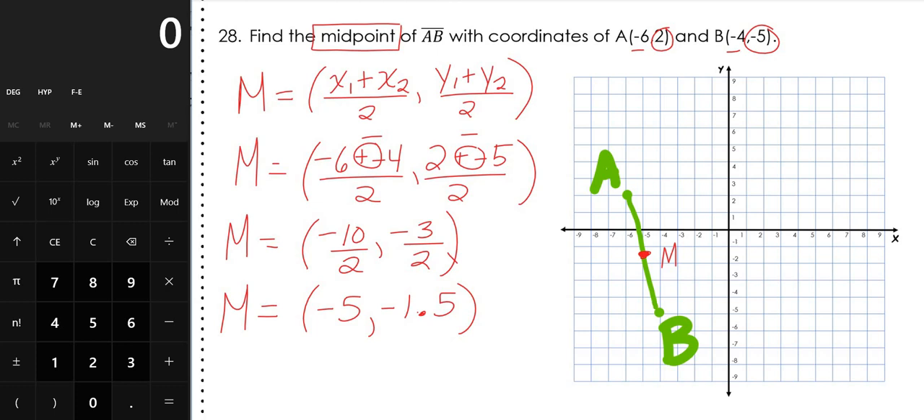Looks like it makes sense. It looks halfway. So I'm happy with my answer. I'm going to stick with it. This is my midpoint. Now, if you ended up getting an answer that was, I don't know, over here somewhere, you know you did something wrong. And this is just a quick and easy check to see, well, was I on the right path or not? Let's move on.